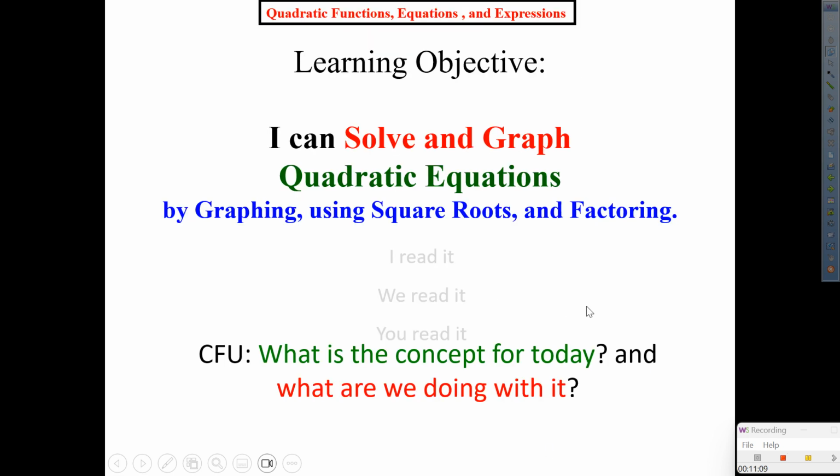I can solve and graph quadratic equations by what? Graphing, using square roots, and factoring. I can solve and graph quadratic equations by graphing, using square roots, and factoring. So if you notice, we're moving on to a different kind of concept. That means we do need a Frayer model. And what's the concept? Quadratic equations. I'll give you some time. Copy that. Set up your Cornell notes.